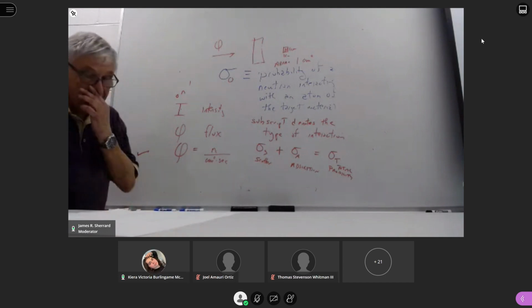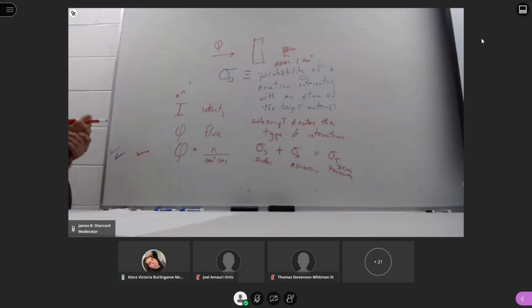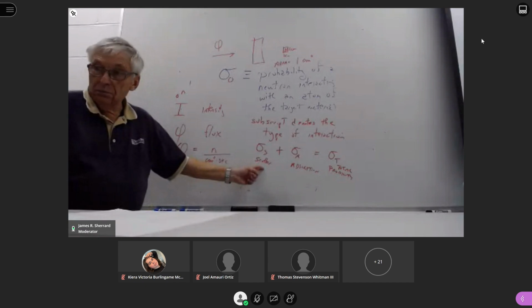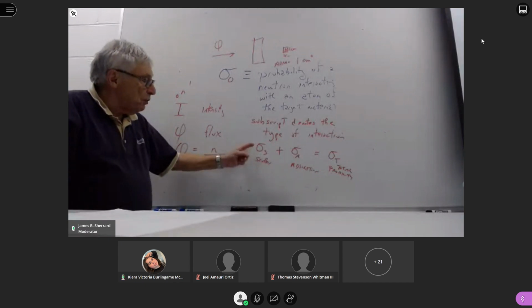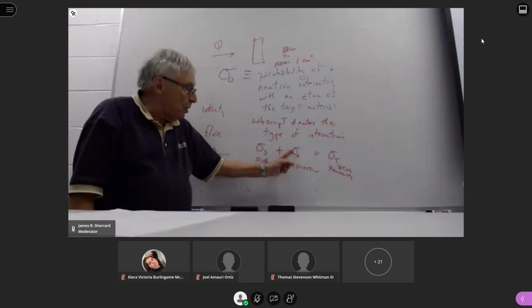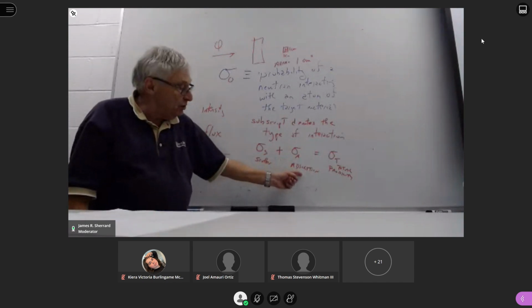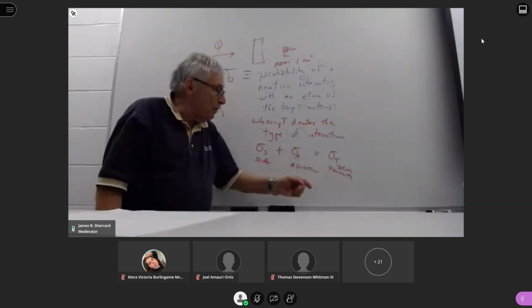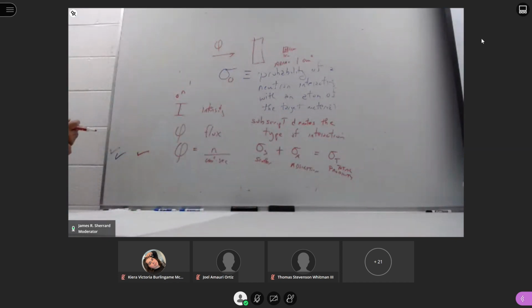Professor, when you wrote the sigma S plus sigma A, what is the sigma S and what is the sigma A? What is underneath that? Scatter. Sigma S is the probability of a scattering interaction. Sigma A is the probability of an absorption interaction. Okay, thank you. Typically we add these two together to come up with a total probability of an interaction.